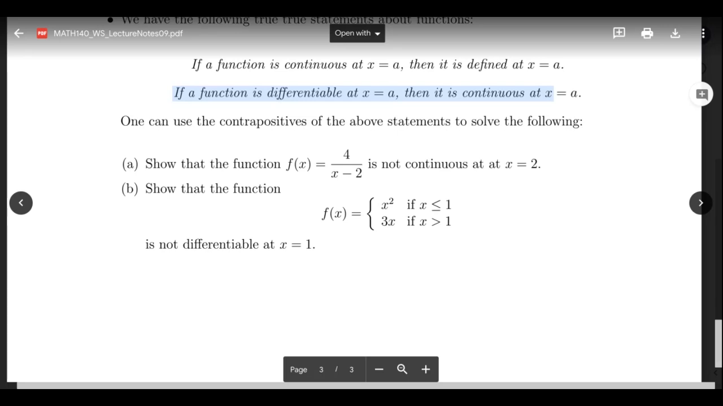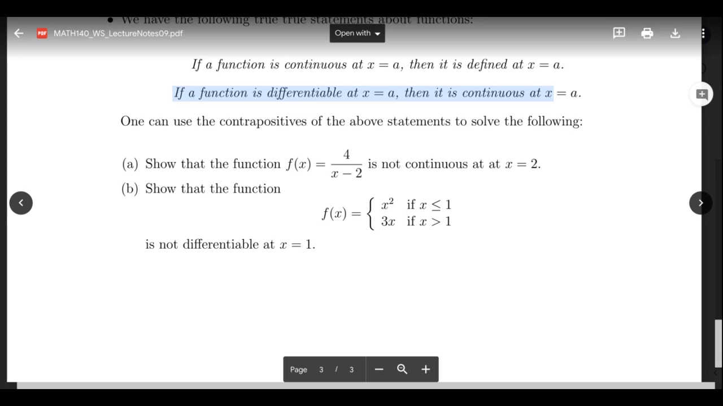The second one, part B, will be similar. We have to state this statement. We say, we know the fact that if a function is differentiable at x equals a, then it is continuous at x equals a. So we treat this kind of truth as common sense, and we state them first. Then we say, by contrapositive of this statement, if a function is not continuous at x equals a, then the function is not differentiable at x equals a.